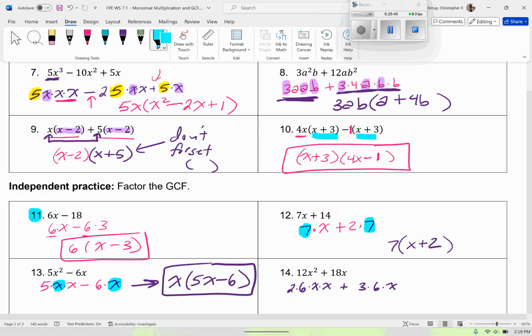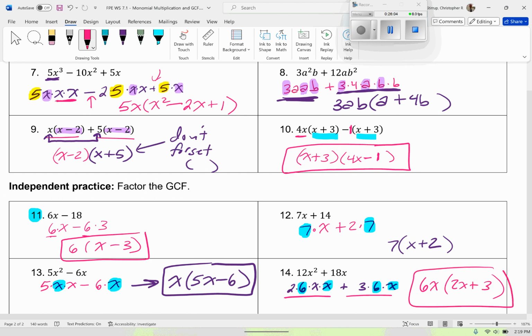All right. They both have a 6. They both have an x. Agree? So what comes out front? 6x. What do I have left in the parentheses? Careful. 2 times x is 2x plus 3. Done. So you're making sure that's the greatest common factor. That's the big.